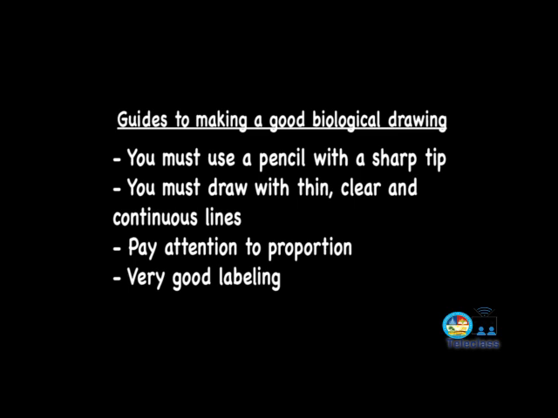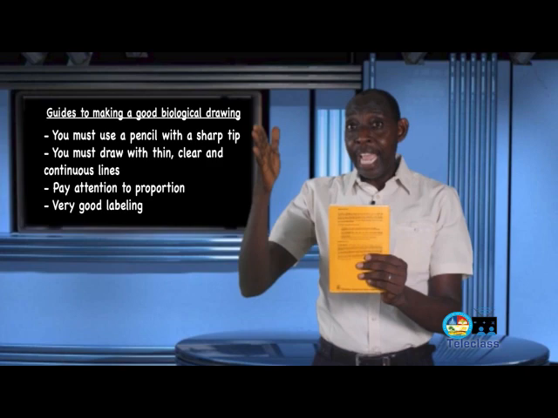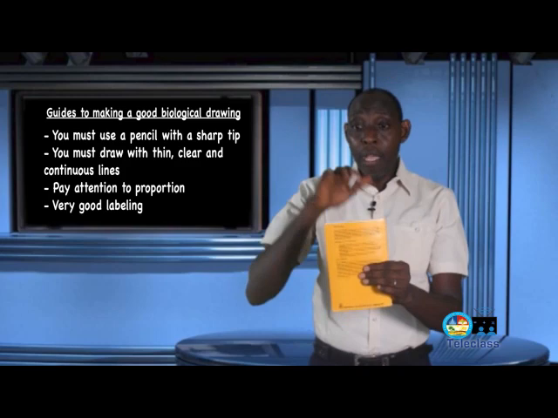Another thing you need to learn is to pay attention to proportion. If you are drawing a fish, don't draw the head of the fish so big and the tail so small. Look at the proportion. Another thing you need to do, you must have very good labeling. Let's say this is the specimen. If you're labeling like this, your label lines must be only on the sides, here and here. If you label here or here, you miss your mark.